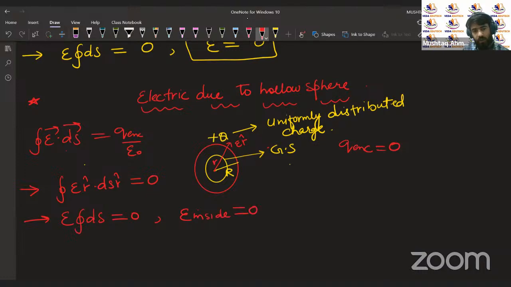is equal to 0. It means that inside a hollow sphere, if the charge plus Q is distributed on the surface of the sphere and the charge inside the sphere is 0, meaning there's no charge distribution inside the sphere, then the electric field inside the sphere is going to be 0, right? So the electric field inside a hollow sphere is always equal to 0, correct?